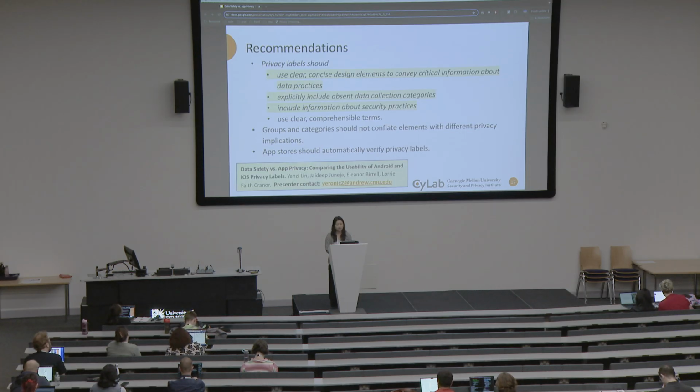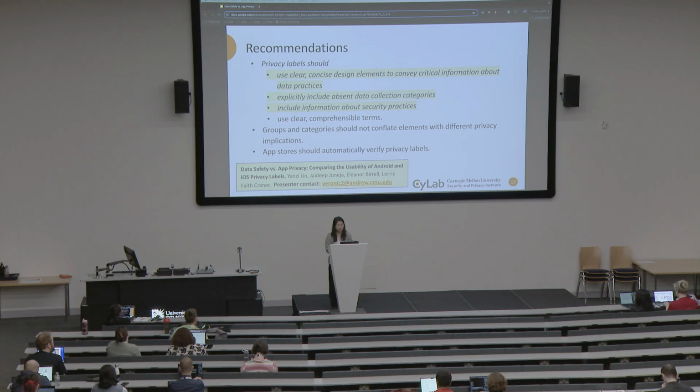So based on the findings, we've made a few recommendations. We recommend that privacy labels use clear, concise design elements to convey critical information about data practices. Existing designs made it hard for users to find and understand data use purposes, and we think that a more intuitive label format would help users learn about what information is collected and the purpose that information is used for.